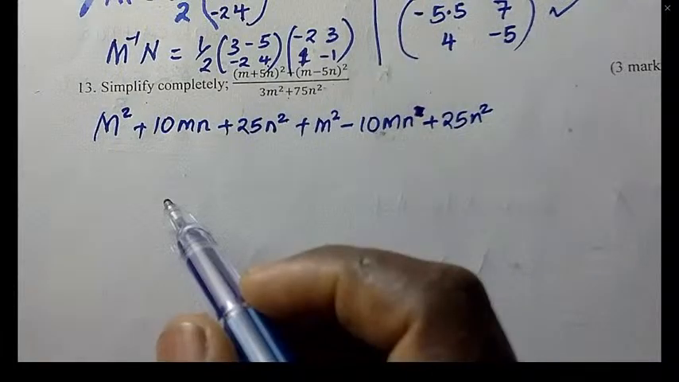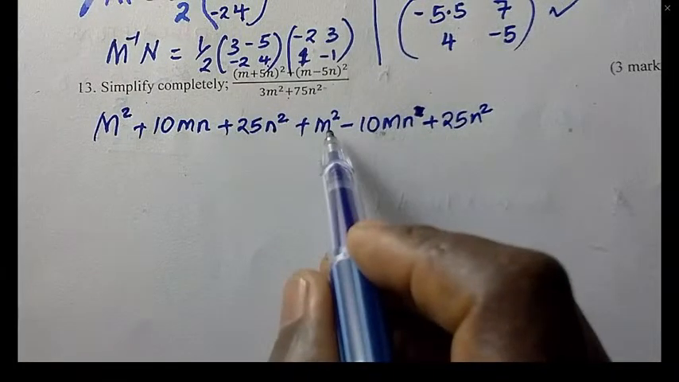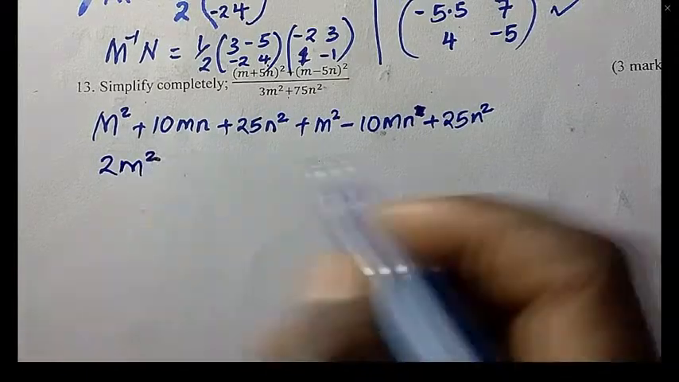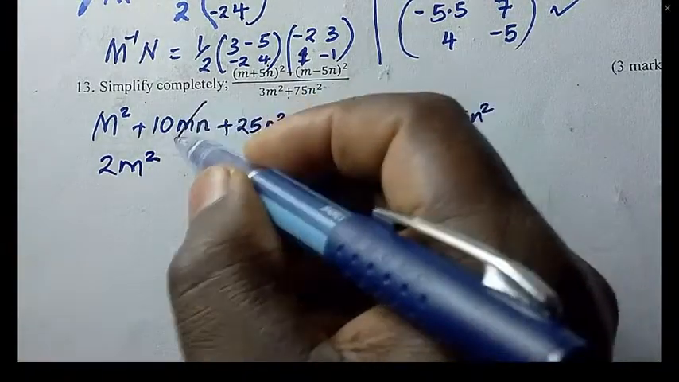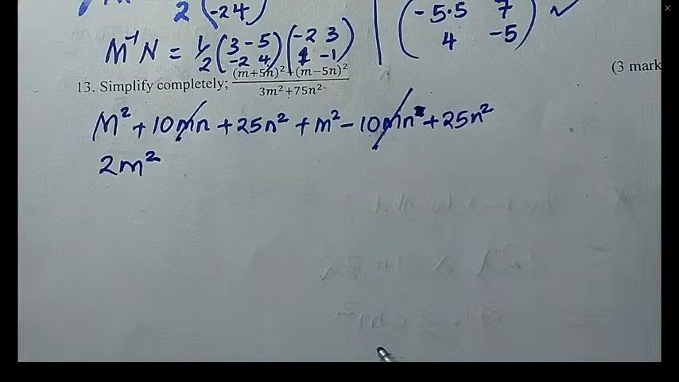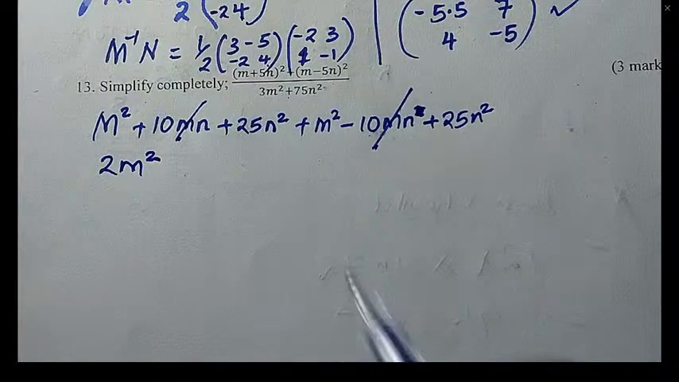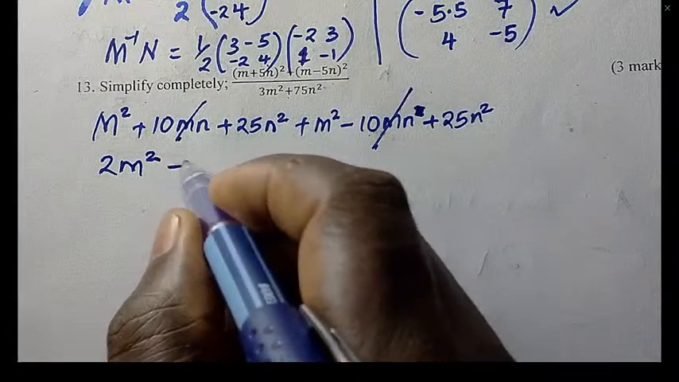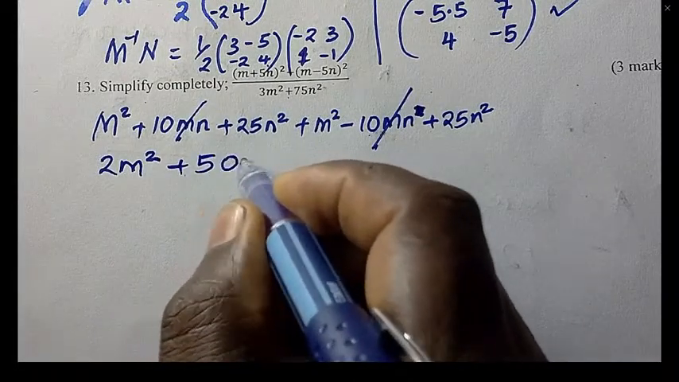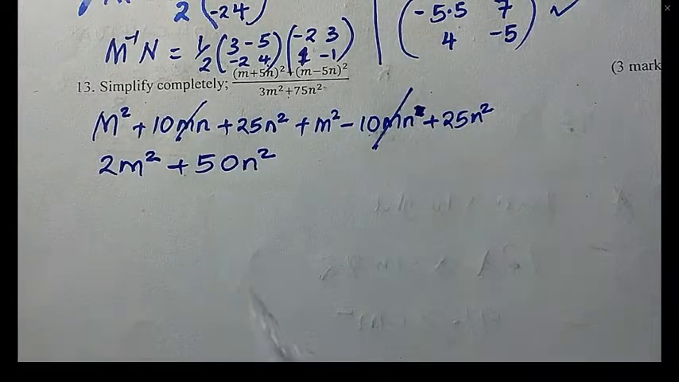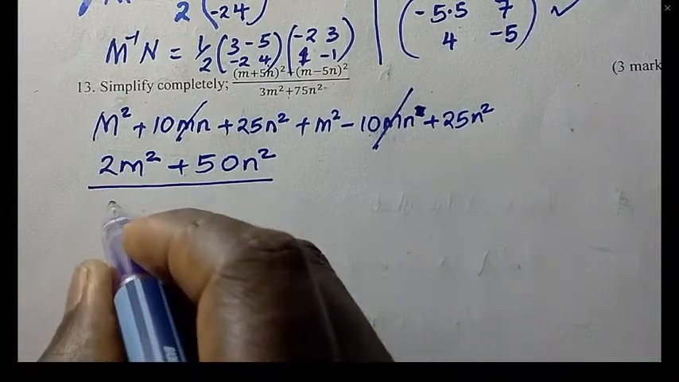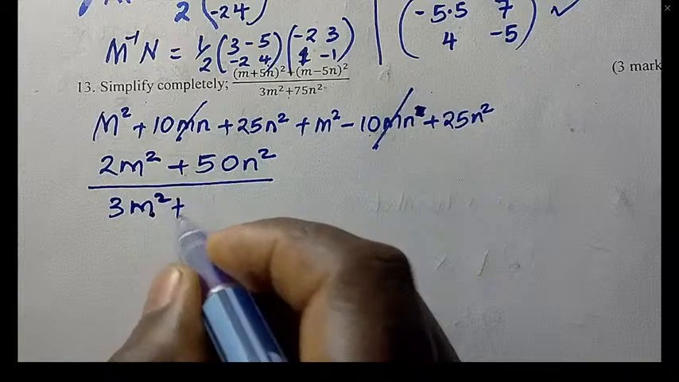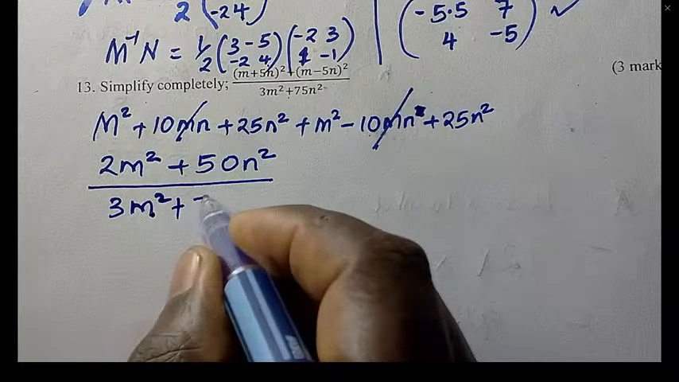Then like terms together, m squared plus m squared, that is where we are going to have 2m squared. 10mn, this and this will cancel out, we will subtract. Then 25n squared plus 25n squared, we are going to have plus 50n squared. Then divide by the denominator, which is only 3m squared plus 75n squared.